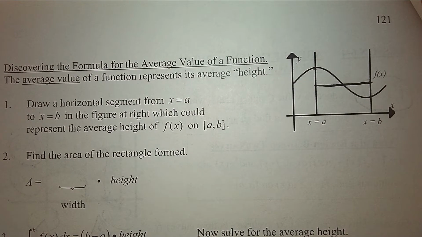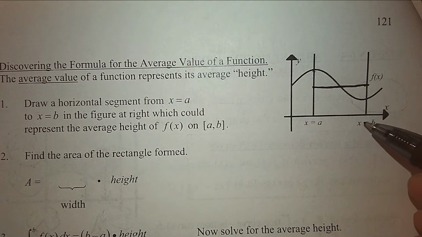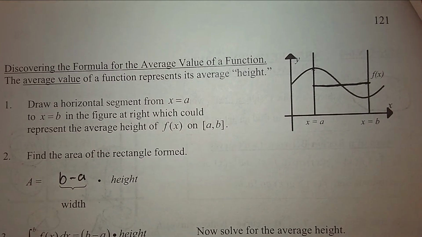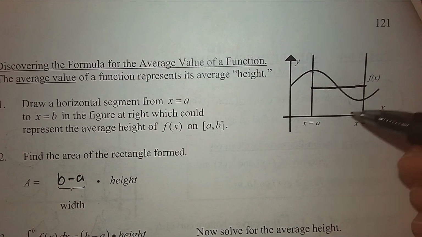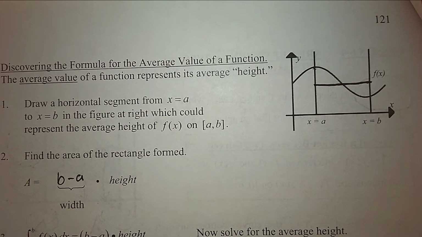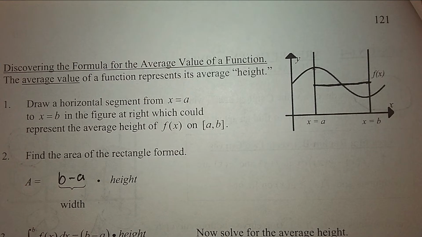It says find the area of that rectangle that was formed. So this rectangle goes from, what's the width and the height of it? The width would be B subtract A, right? The upper minus lower bound, and then whatever that height was would give you the area. Then it says when you integrate that, can you now solve for the average height?